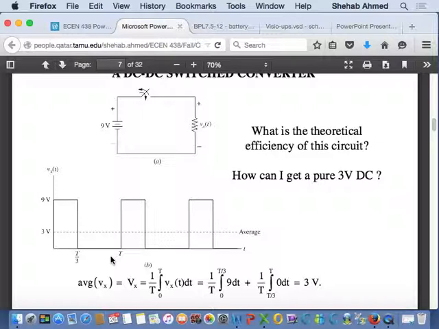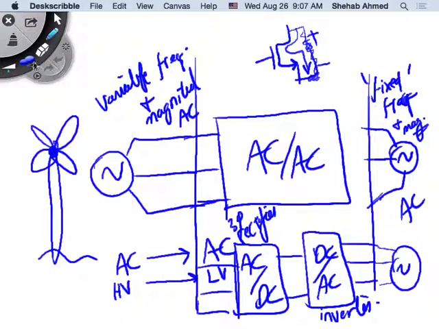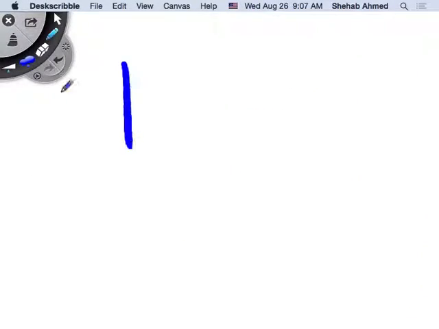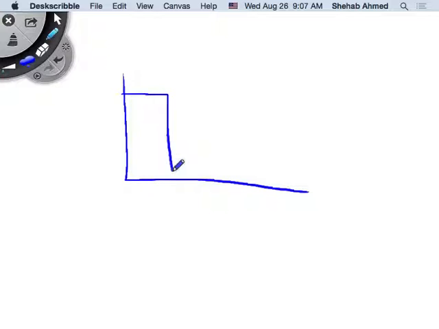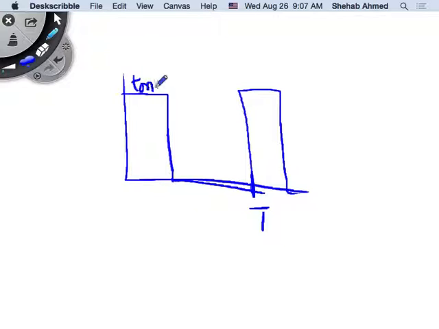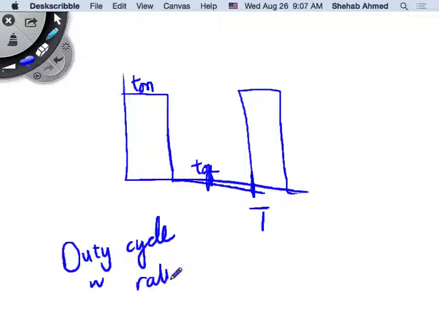Duty ratio. Remember that? Duty ratio, duty cycle, duty ratio or duty cycle. So the amount of time the switch is on versus this, my full switching period. The amount of time the switch is on versus the full switching period, or the switch is off versus the full switching period, is called duty cycle or duty ratio.